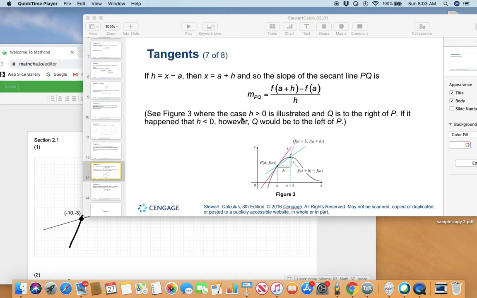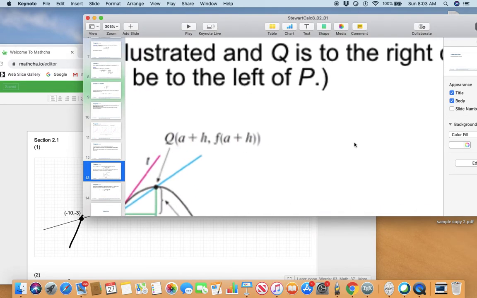So here we have an alternative definition of the slope. Let h be x minus a. That is, x is a plus h. All right. So in other words, you want the slope of the secant.